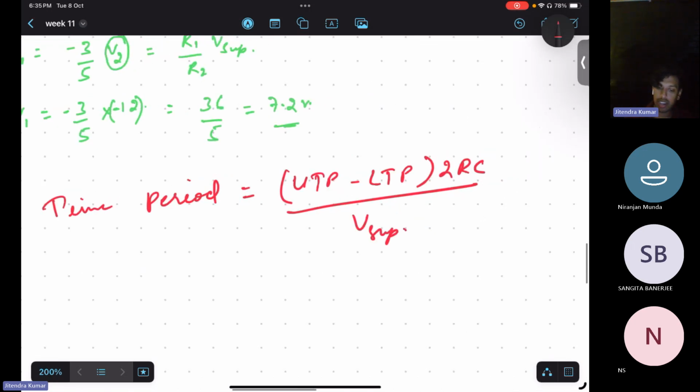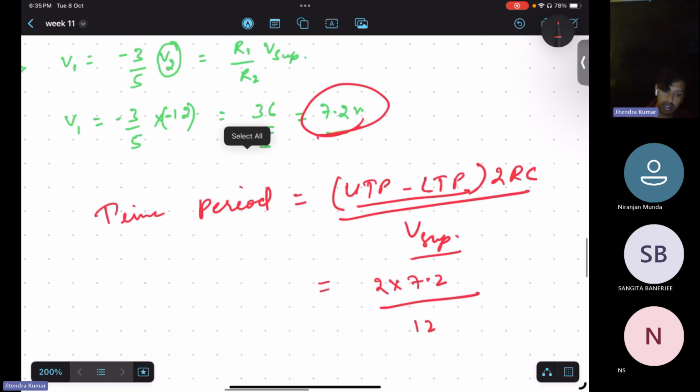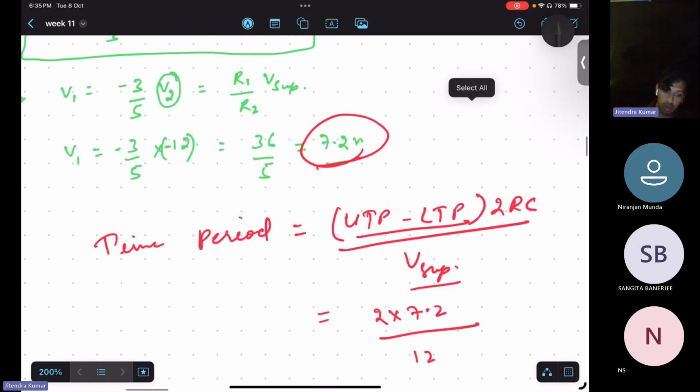Can we further simplify 2RC V supply UTP? Okay, first let us solve. So UTP minus LTP will be 2 times 7.2, which we have calculated here, divided by V supply, which is 12. So this is nothing but this slope, right? This value is nothing but this slope.